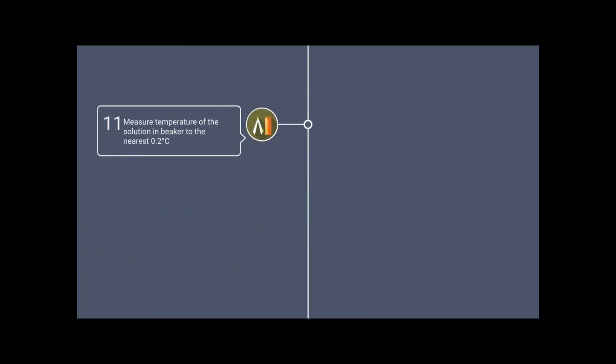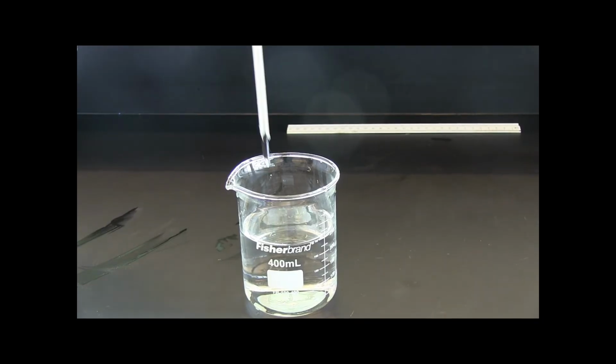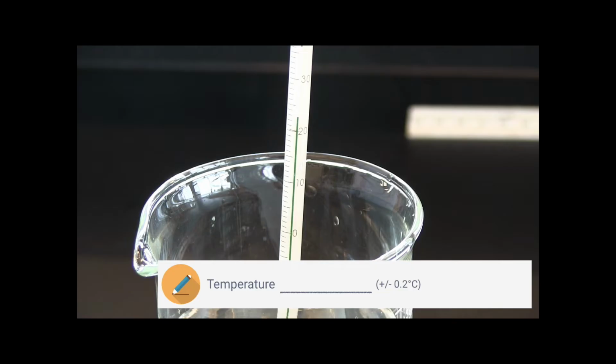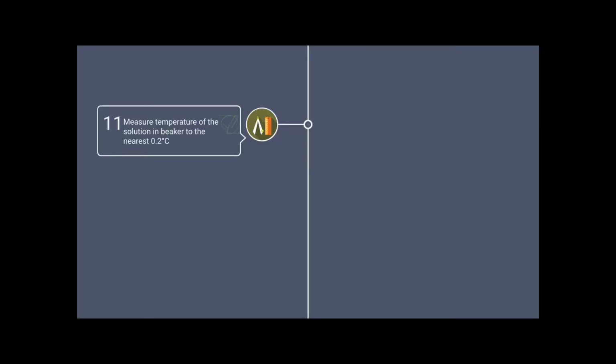Use a thermometer to measure the temperature of the water in the beaker. Here we removed the eudiometer to make it easier to see on film, but for you guys, the eudiometer will still be there. Carefully look at the line and record the temperature to the nearest 0.2 degrees Celsius.